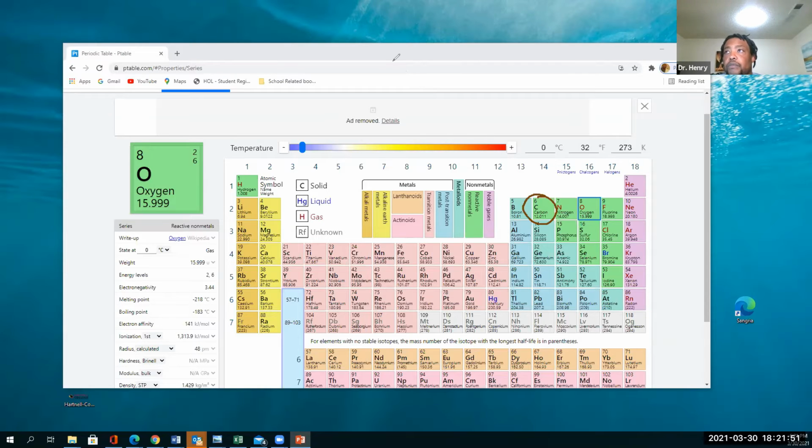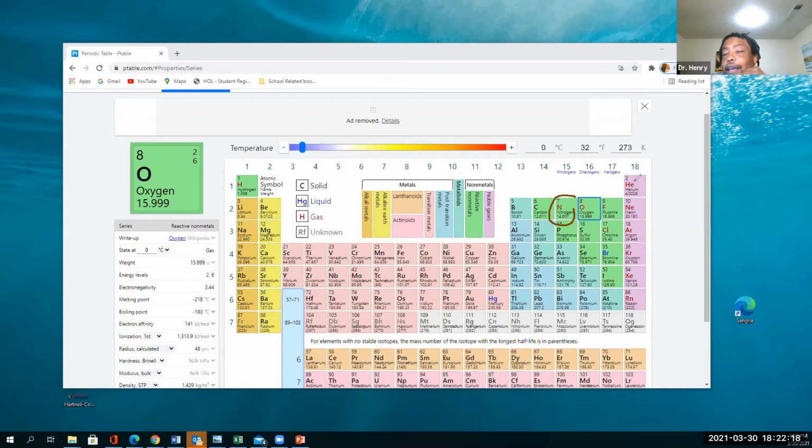Nitrogen has the option. It can gain 3 electrons, 1, 2, 3. But if it loses 5 electrons, 1, 2, 3, 4, 5, it can be like helium. Now, which one is it going to want to do? Take. It wants to take, right?